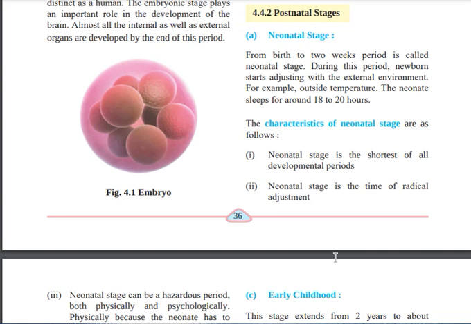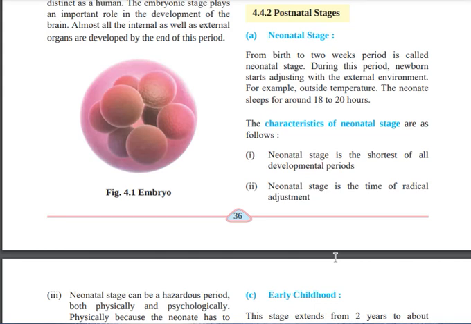During this period, the newborn starts adjusting to the external environment. Like when you were born, at that time you started adjusting to the environment. So the baby will adjust himself to the external environment, for example, the outside temperature. The neonate, which means the baby, sleeps for around 18 to 20 hours out of 24 hours a day. So only 4 hours or minimum 3 hours he will wake, and all the rest of the hours he or she will sleep.